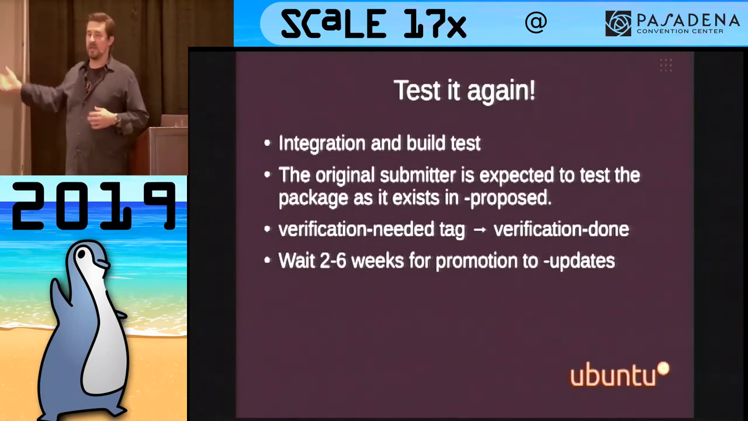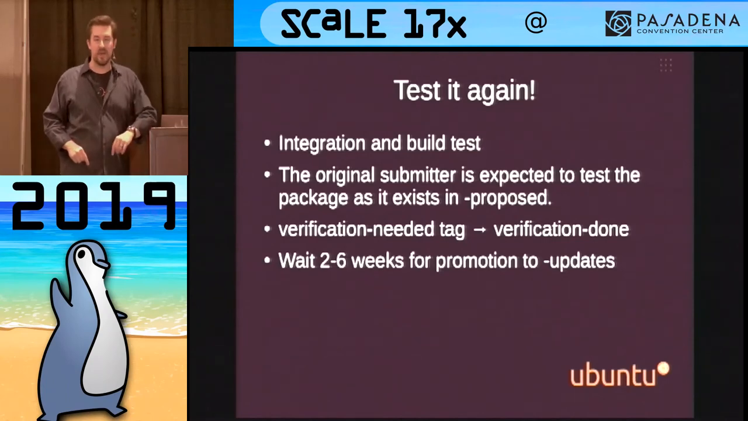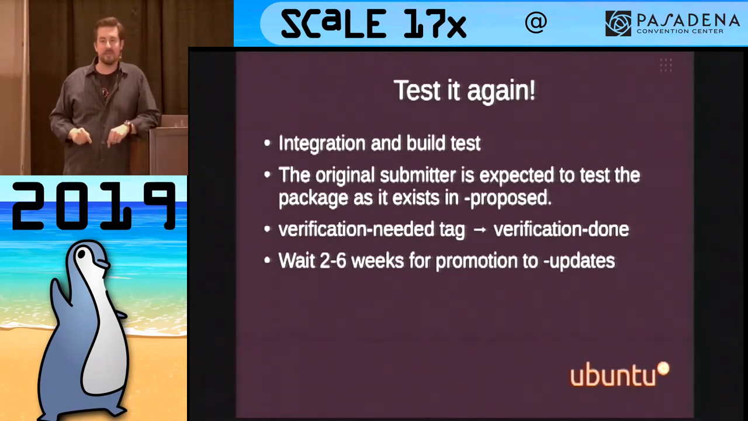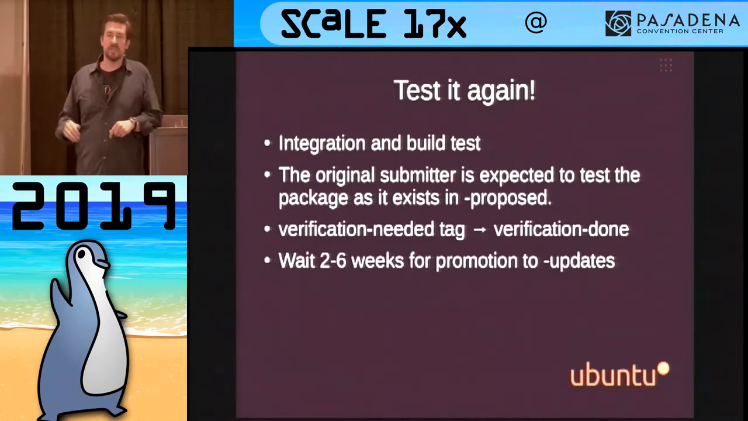Once it hits the proposed archive, your job now is to install it from the proposed archive, because who knows, your package might get built slightly different on Launchpad than it does on your local machine. If you're using sbuild, this is incredibly rare. If you're building it using dbuild or some other package build mechanism, it's more likely.